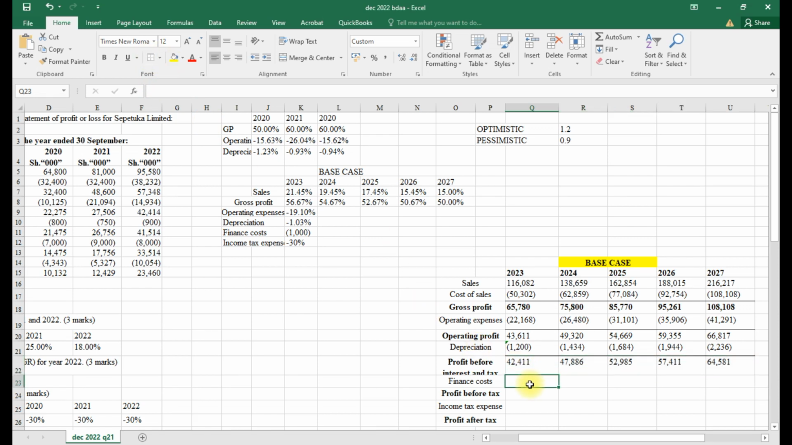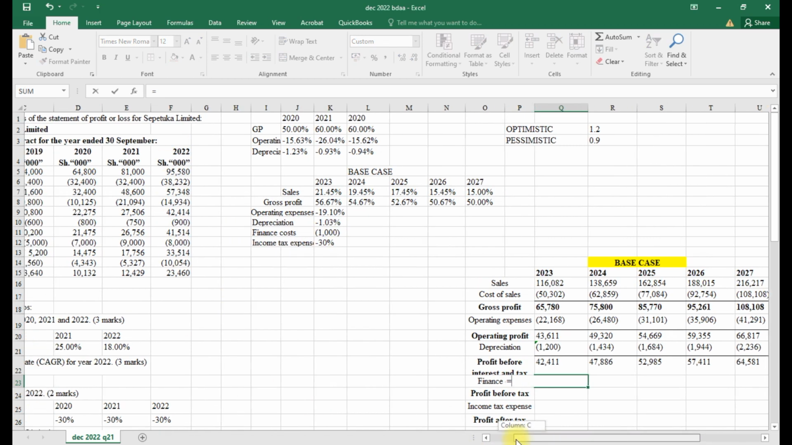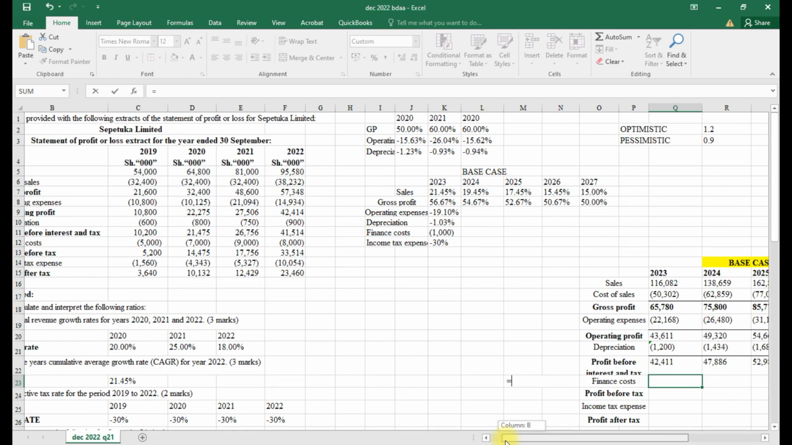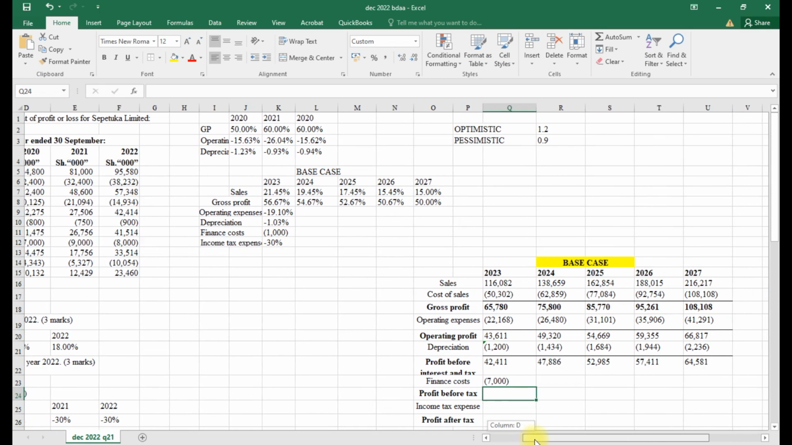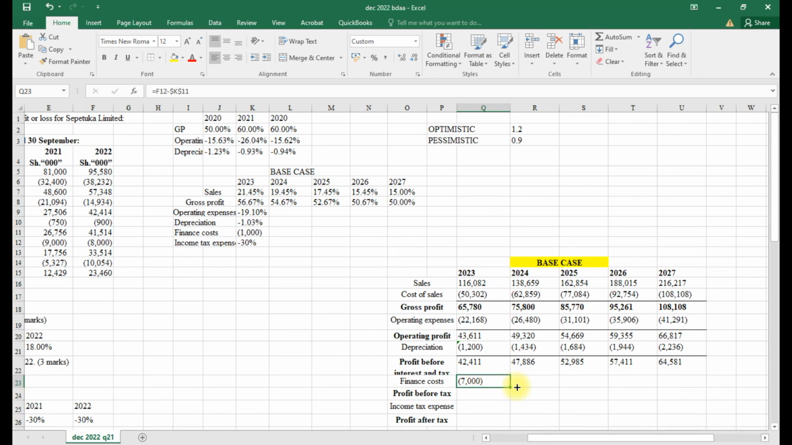Then our finance cost, it is reducing by 1,000, so I'll put equals to the value for 2022. Our finance cost for 2022, it was 8,000. This one, and I will minus because already this one is a negative, and I will fully lock this. F4, and I enter, and I drag that.